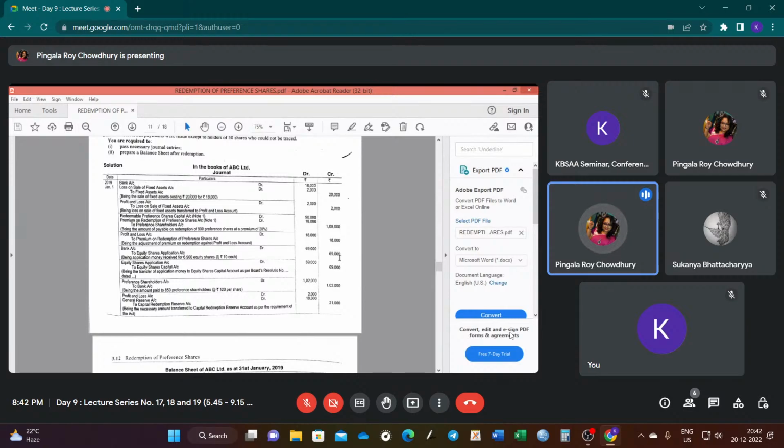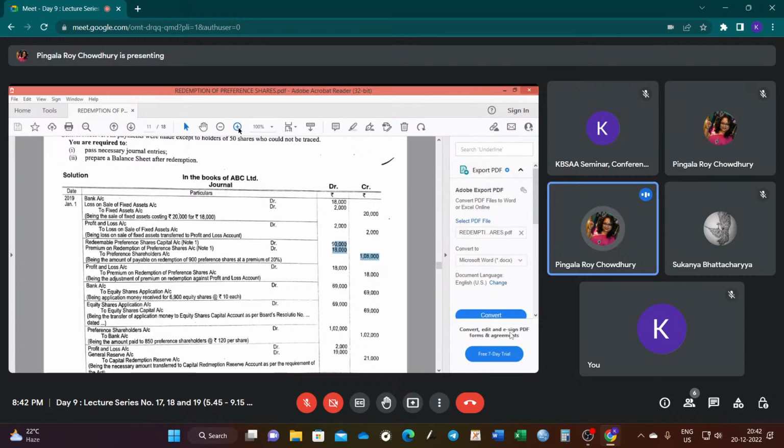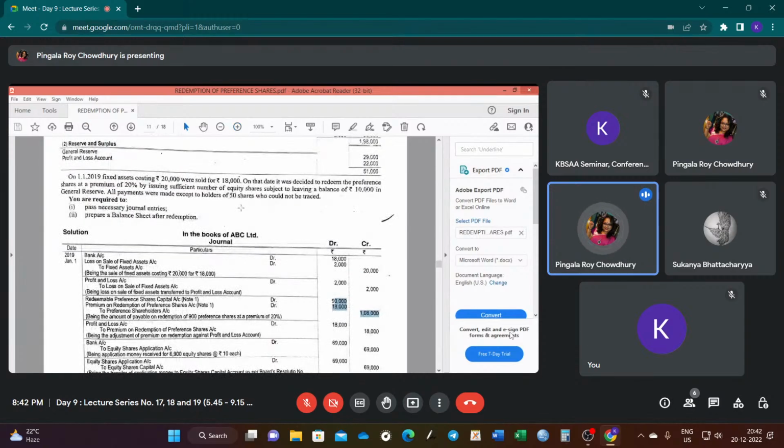You have to pay off the preference shareholders. Now see, preference shareholders account debit to bank would have to be rupees 1,08,000, because that is what you are creating here. If you can see here, 90,000, 18,000, and this will be 1,08,000. So you need to pay the preference shareholders an amount of 1,08,000. But in place of 1,08,000, you have to pay them less. Why? Because of the last line of the question: all payments were made except to holders of 50 shares who could not be traced.